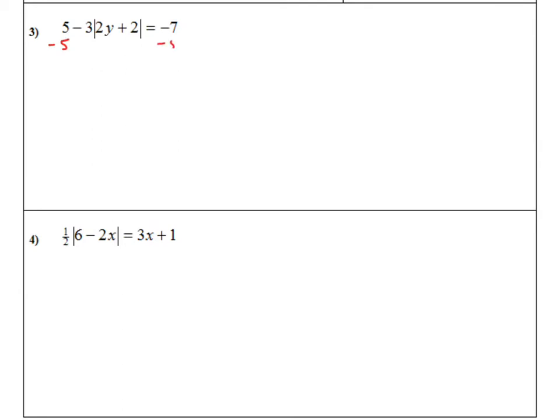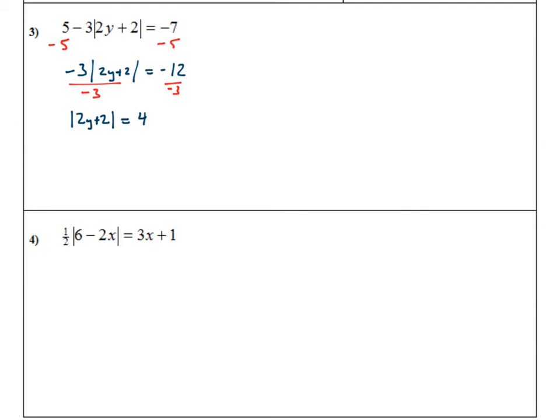I can do this by first subtracting the 5. So negative 3 times the absolute value of 2y plus 2, closed absolute value, equals negative 12. I still have a negative 3 here, so I'm going to divide both sides by negative 3, causing the negative 3 on the outside to cancel, and so I'm left with the absolute value of 2y plus 2 is equal to positive 4.